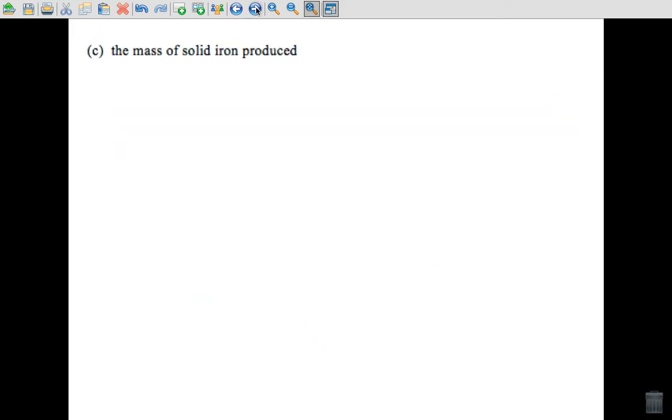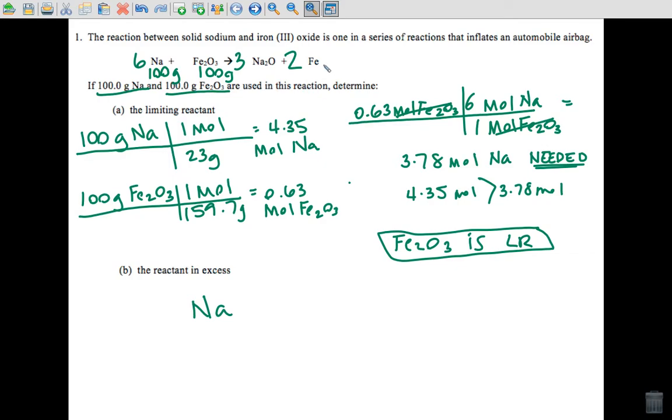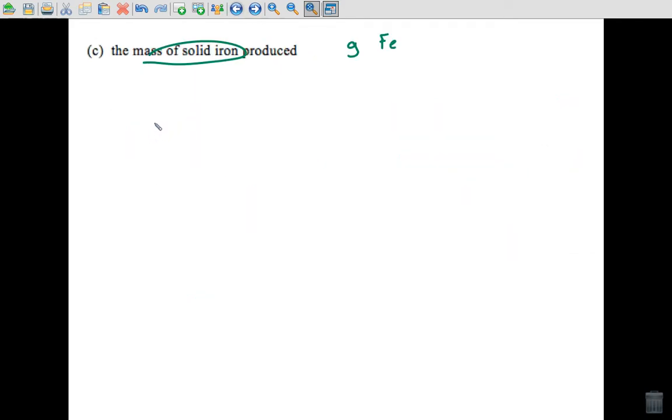So now part C tells us what we do with that. We want to know the mass of solid iron. We want to know how many grams of solid iron, which is Fe, we have. And Fe, if we go back to the equation, is a product. We're figuring out grams of product. This is called theoretical yield. You're figuring out theoretically what's the maximum amount of product that can be formed. This is always going to be your second step here. First you find out what the limiting is, then you figure out how much product can be formed from that.